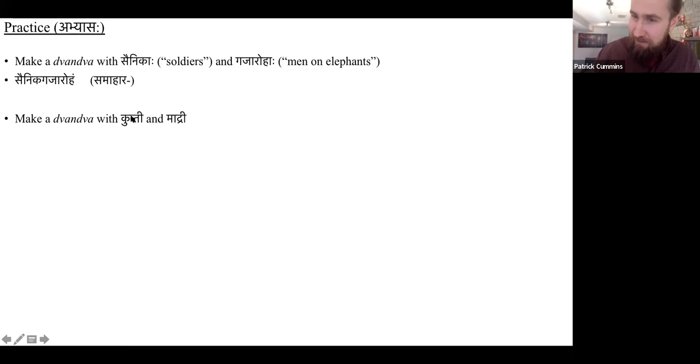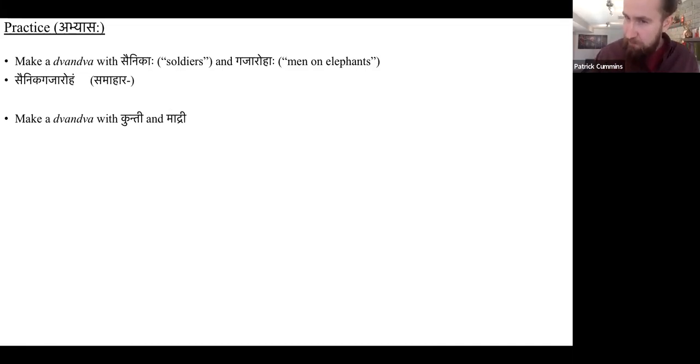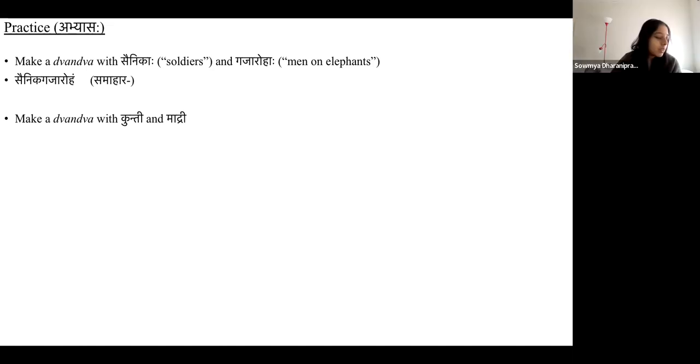Could somebody join this one together, but also if you happen to know who Kunti and Madri are, it's a Mahabharata thing. I think they're wives of Pandu. Exactly. And so I think it should be an itaretara then. Exactly, very good. And it's Kunti Madrim. Close. That would be the accusative singular. Kunti Madri.